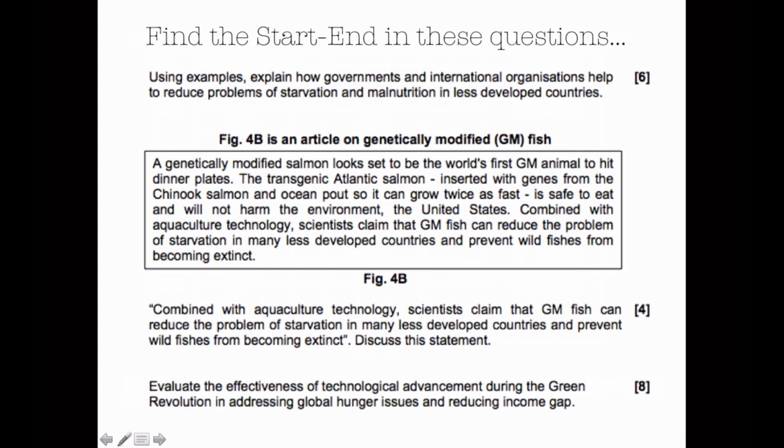And well, if you look at these other questions, there's one question over here, another question here, and another question here. These are three different questions from human geography. And yes, because I mentioned to you that the big process is a common denominator, even in this topic of human geography, which is called the geography of food, the start and end can be used here as well. For the first question: using examples, explain how government and international organizations help to reduce starvation and malnutrition.